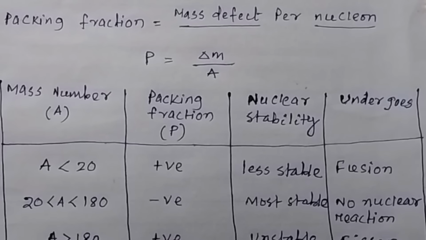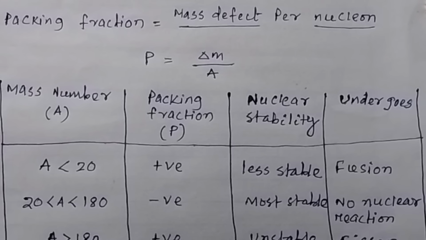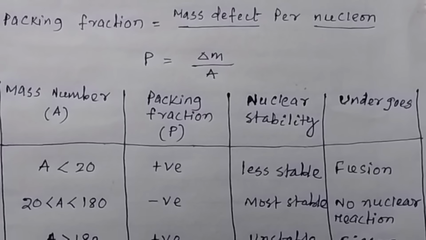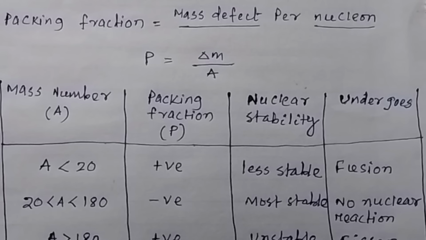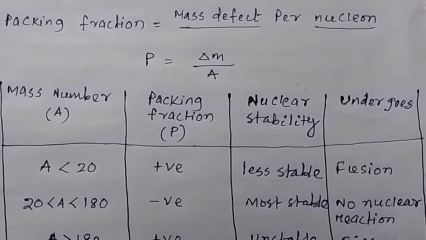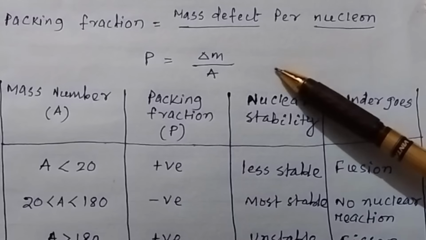Mass defect means the difference between the observed mass, or experimental mass, minus the calculated mass. Calculated mass means the mass of neutrons and protons, or the mass of the nucleons. If you calculate the mass of the nucleons, that will be the calculated mass, and observed mass means what you observed from the experiment. The difference in mass is called your mass defect, and mass defect per nucleon is called your packing fraction.